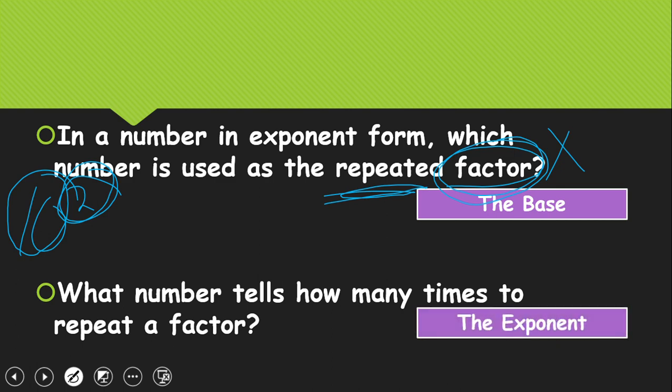So that's super important to remember the difference between those. The base is the repeated factor. The exponent is how many times to repeat that factor. So the exponent here tells us 2, so we would do 10 times 10. Good, let's go ahead and go.